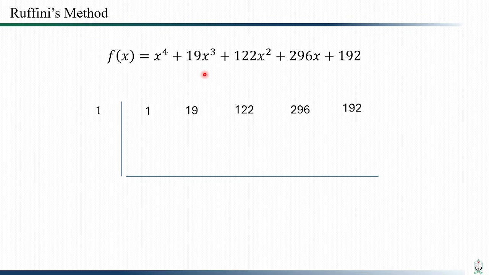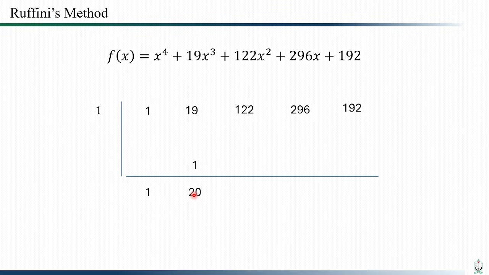As we have seen before, after rearranging the setup like this, the value 1 will drop down here. Then we will multiply 1 with 1 and place the value here, 1, and we will add these two values.